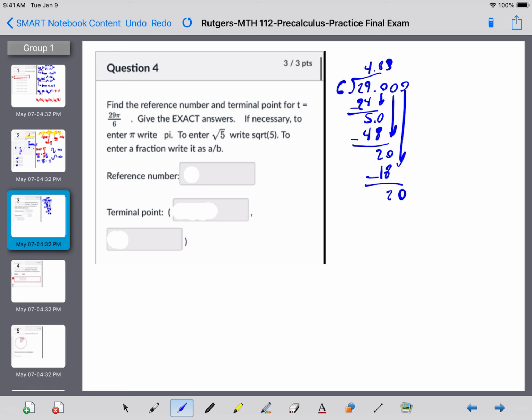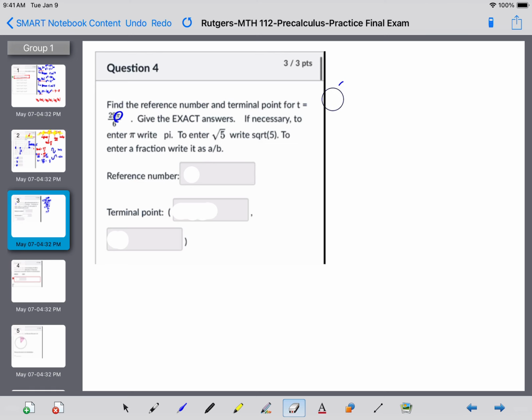Greater than 2. I don't mean to say 2 pi. It's greater than 2 because we're ignoring the pi right now. So that means that it is not between 0 and 2 pi. So what I'm going to do is find the coterminal angle.